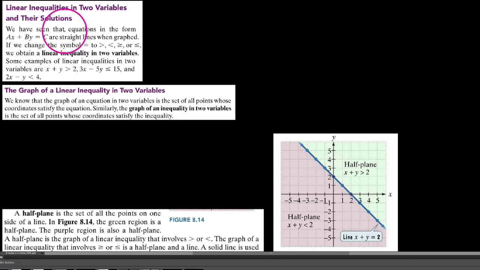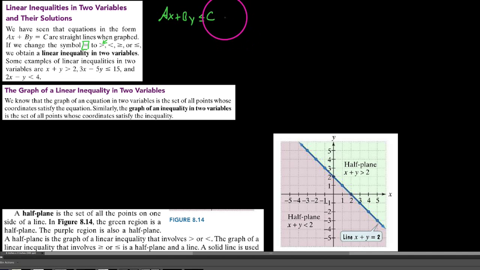We've seen that equations in the form ax plus by equals c are straight lines when we graph them. Those are equations. When we talk about a linear inequality, all we're really doing is taking this equal sign and changing it to a different type of comparison relationship. So we can have greater than or less than, or greater than or equal to, or less than or equal to. If we were to write it like this, ax plus by is, say, less than or equal to c, this would be what we call a linear inequality.